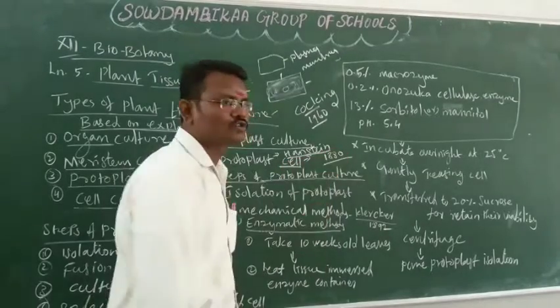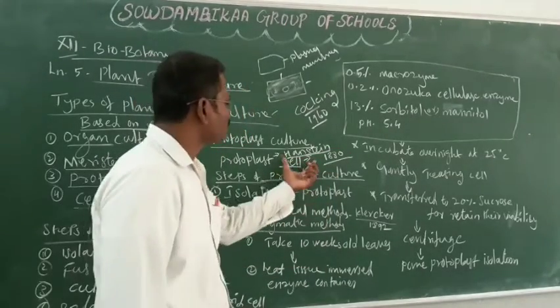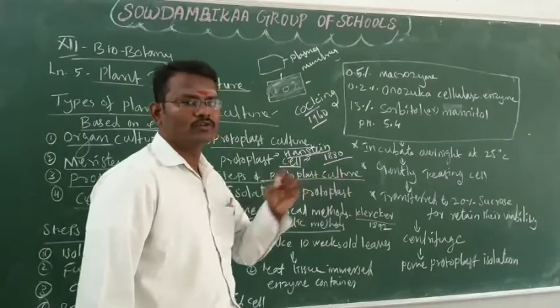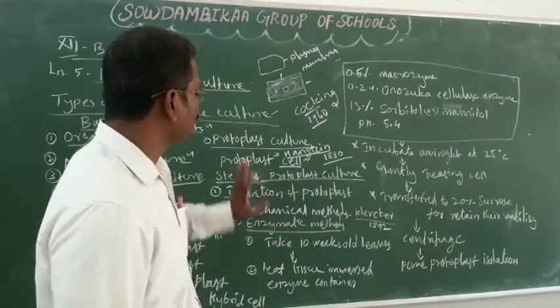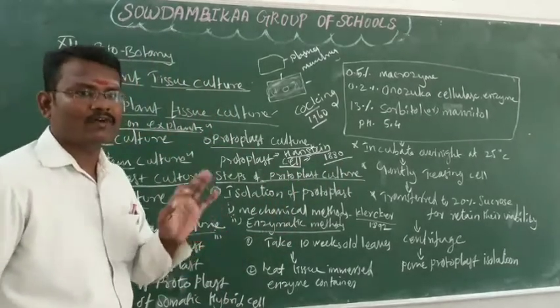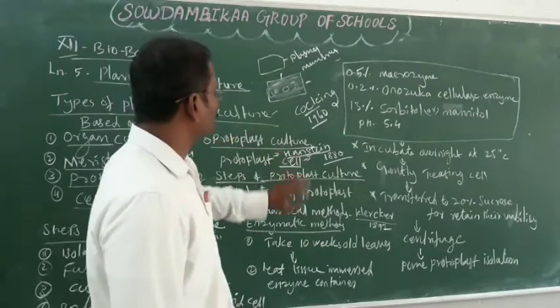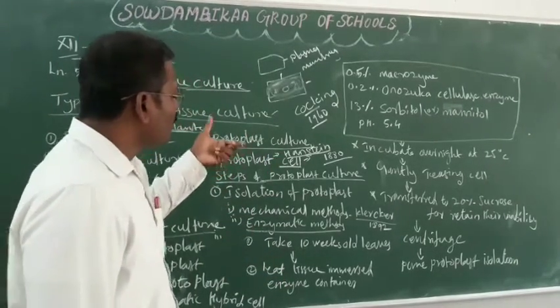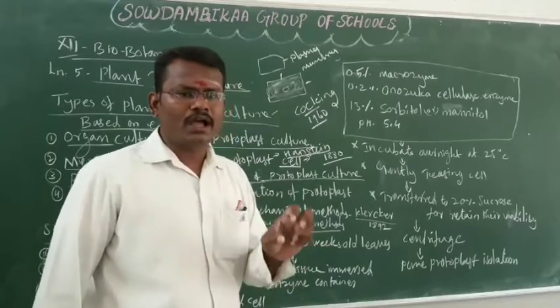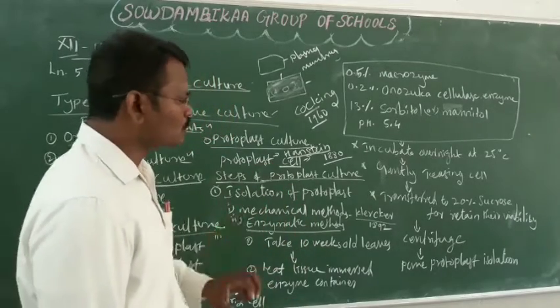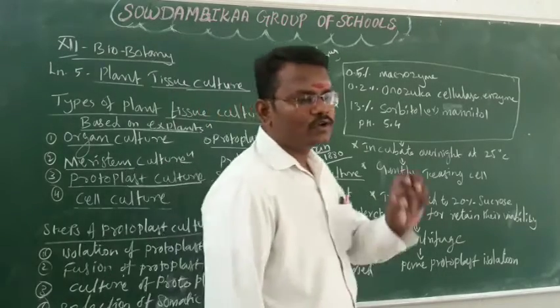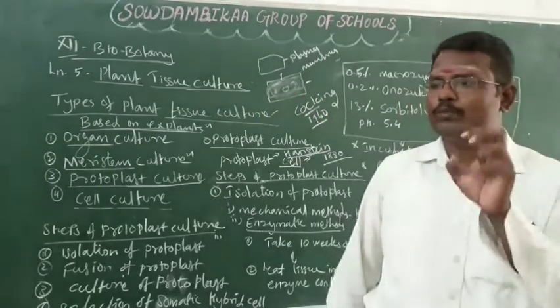Who introduced the term protoplast? Einstein, 1880. One more question: Einstein introduced the protoplast. It's not given in our book. It's extra information. Next, using isolated protoplasts, we can produce the whole plant.